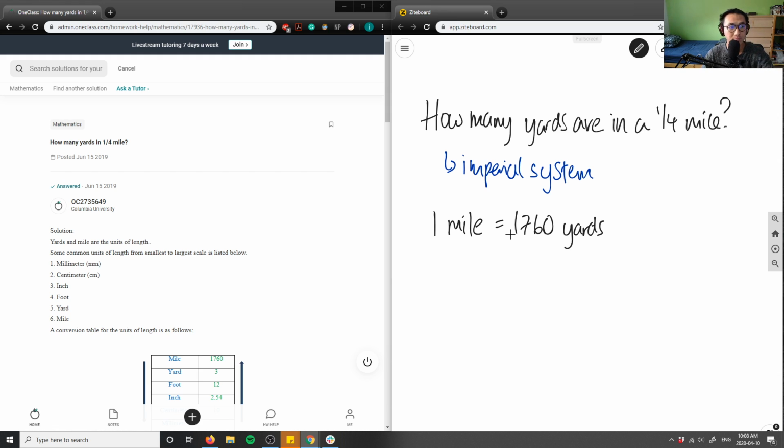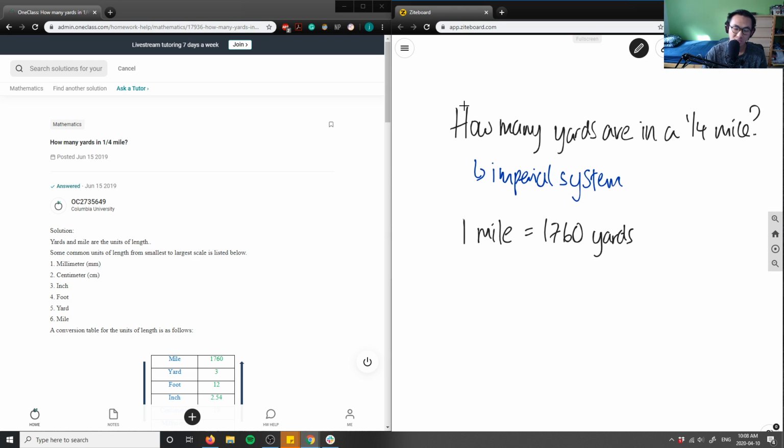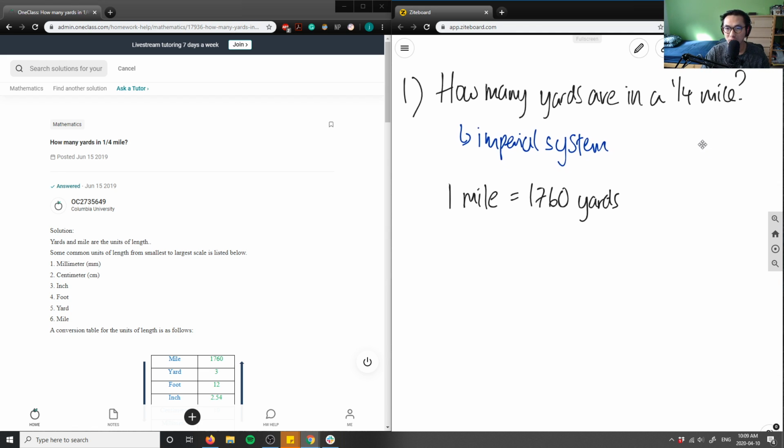Okay, I hope you got enough time to think about this question. It's asking how many yards are in a 1/4 mile. Again, this is the imperial system: yards, miles, feet, inches, pounds, all that stuff is part of the imperial system, which is used in the United States. Looking at this question again, how many yards in a 1/4 mile? Oh, this is question 1. I forgot to label this question, I'm sorry. And I told you that 1 mile equals 1,760 yards.